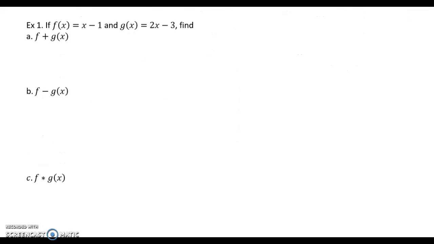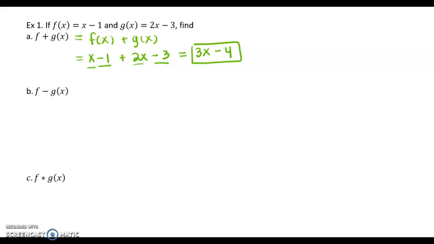So first example is f of x is equal to x minus 1 and g of x is equal to 2x minus 3. And we have to find f plus g of x. So that is saying f of x plus g of x. So f of x is x minus 1 and g of x is 2x minus 3. So you're just going to go ahead and add like terms. So x and 2x, that's 3x. And then negative 1 and negative 3, that's negative 4. So this is our answer right here.